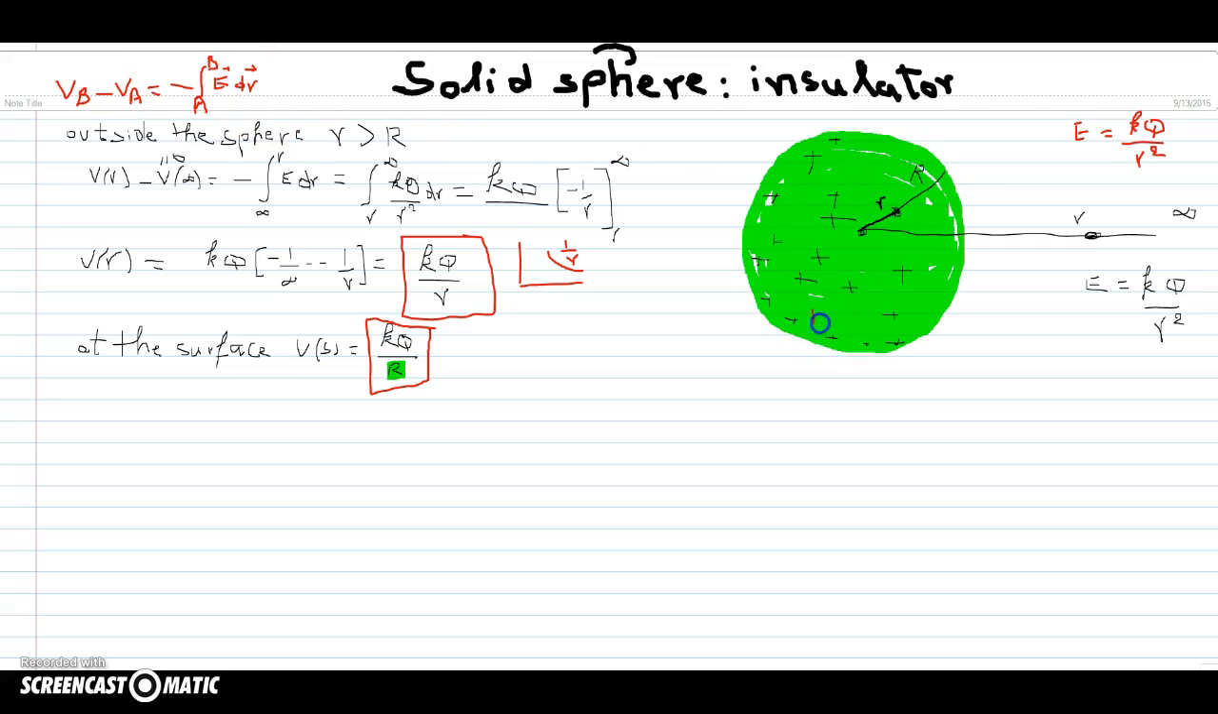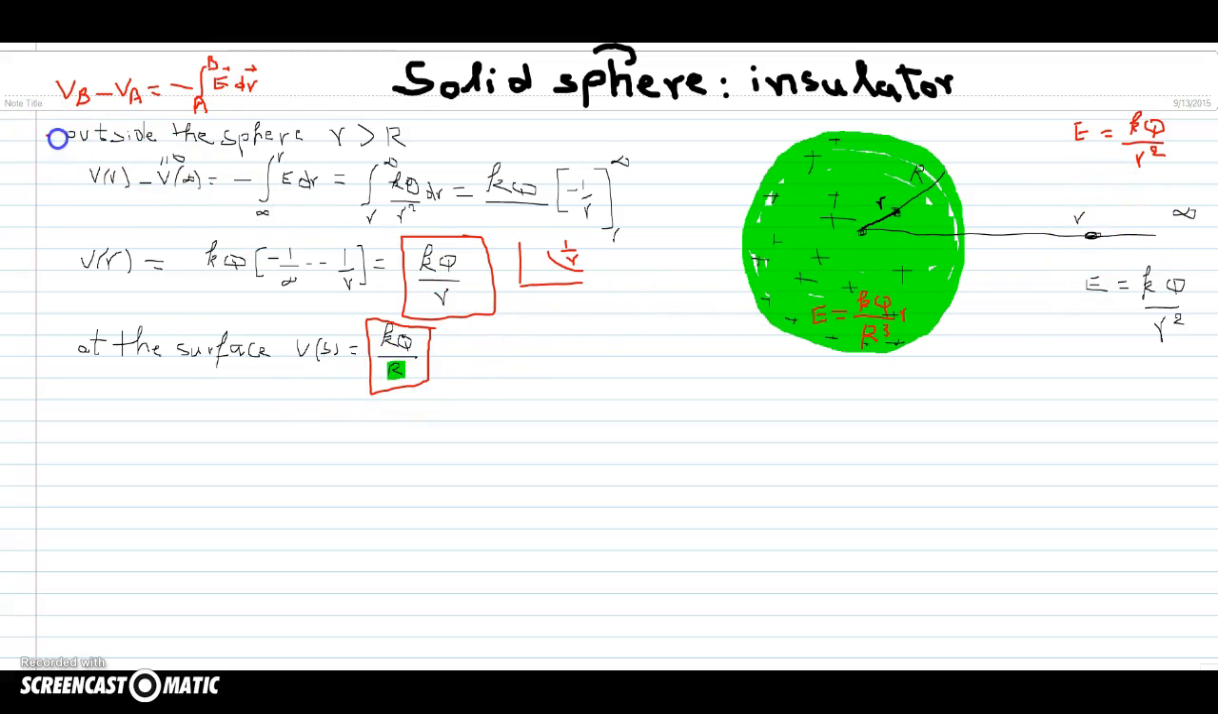Inside, the field E we have determined, also using Gauss's law, to be K, the charge Q, over R cubed, times R. So it's linear inside. So there are two different expressions of the field inside and outside. And so let's start with outside.